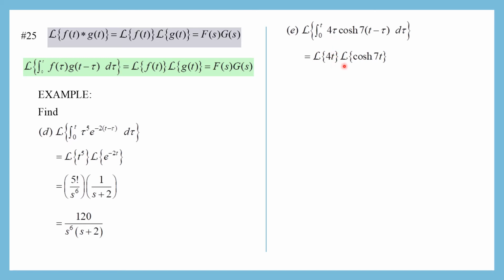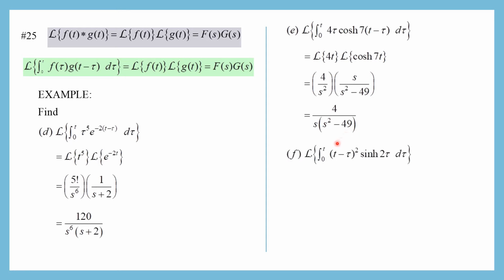multiplied by the Laplace transform of cos 7t. The t minus tau in the second function is replaced by a t. Okay, so the Laplace transform of 4t is 4 over s squared. The Laplace transform of cos 7t, based on formula number 8 in the table of Laplace transforms, is s divided by s squared minus 49. And simplify, we can cancel this s. So the answer will be 4 divided by s multiplied by s squared minus 49.